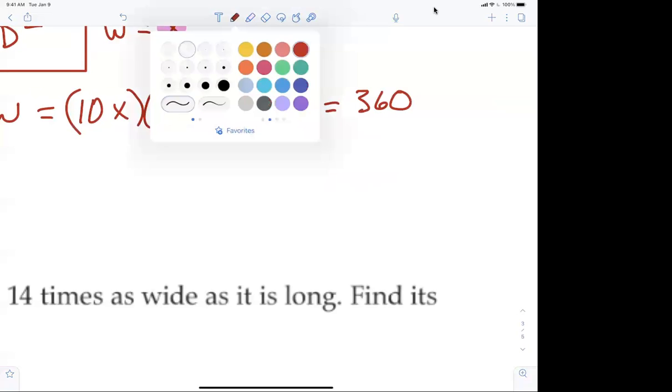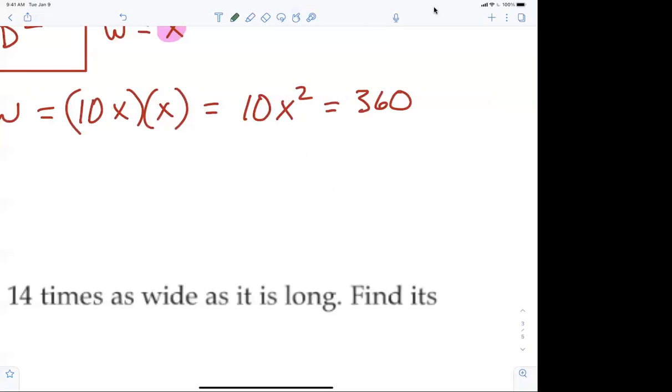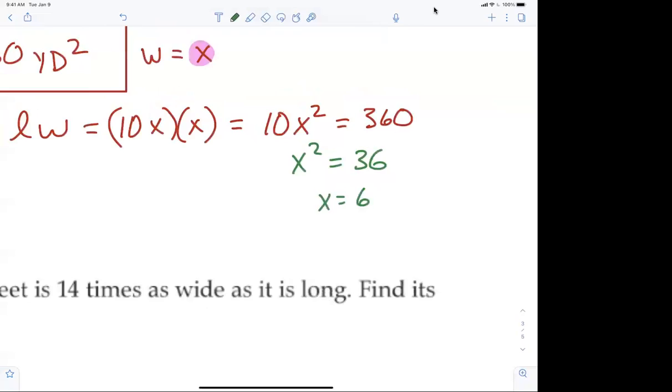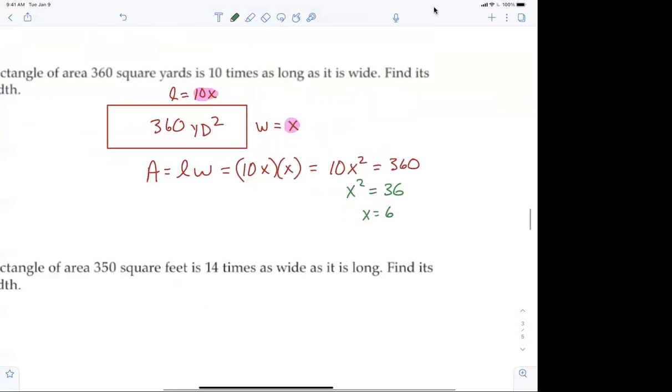All right. So now from here, we just say, what do I do with the 10? Divide. And so now we're looking at this saying x squared equals 36. So x equals 6. Anybody have any issues? But of course, that's not the answer, right? You'd have to label it. The width is equal to what? 6 what? Yards. And the length then would be what? 60 yards. So I'm happy.